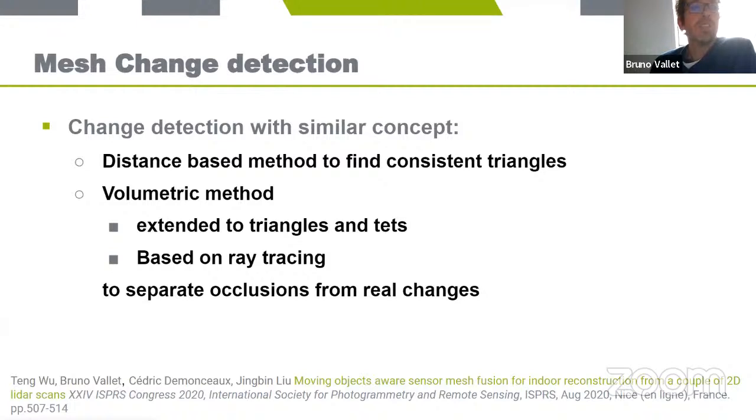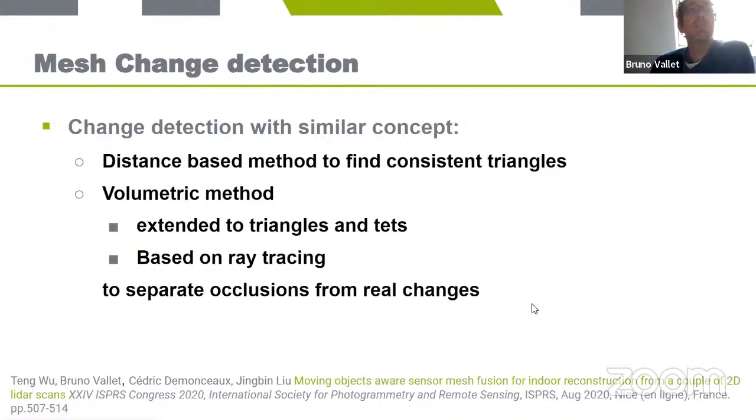And now, more recently, we investigated the question of could we do change detection with meshes? The motivation behind it is that we wanted to do mesh updates. We wanted to update meshes, and so we wanted to do change detection directly based on meshes. So basically, we used a similar concept as the one I explained. We use the distance-based method to find the consistent triangles, and then a volumetric method, which we extended from triangles to tetrahedra, to separate occlusions from real changes.